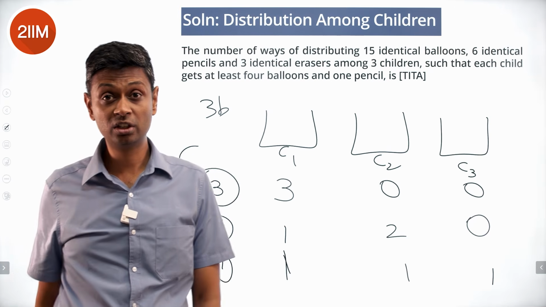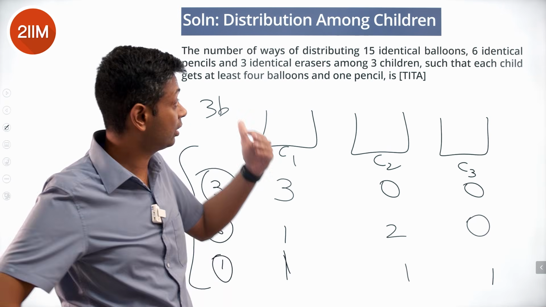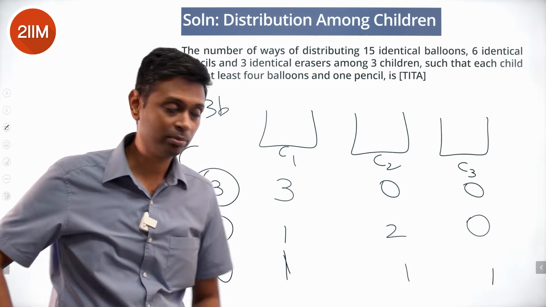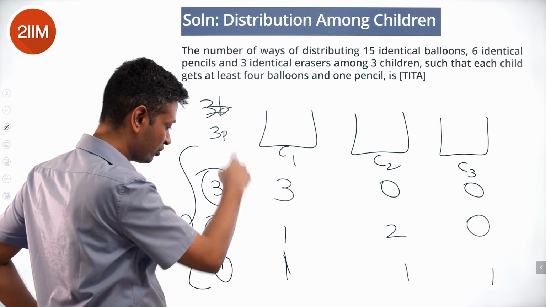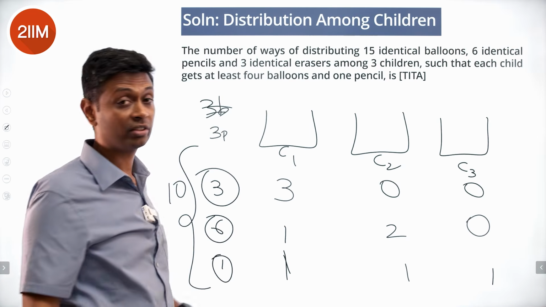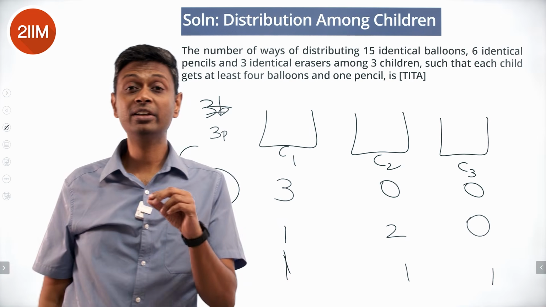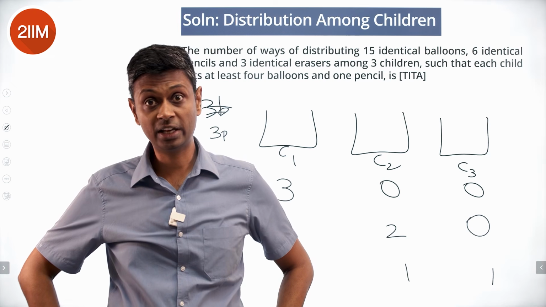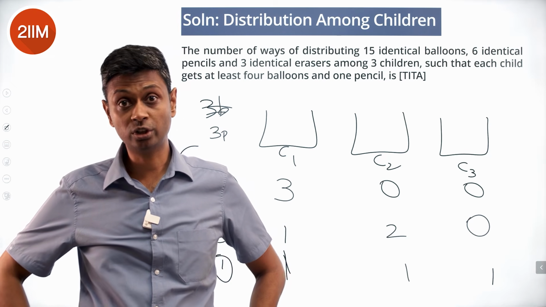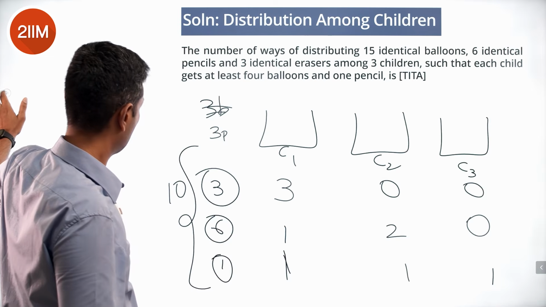We still haven't touched our erasers and our pencils. But that becomes simpler because the 3 pencils can be done in the same 10 ways, and 3 erasers, the same 10 ways. 10 ways of distributing balloons, 10 ways of distributing pencils, 10 ways of distributing erasers. 10 into 10 into 10, 1000 totally. That's the answer we're looking for.